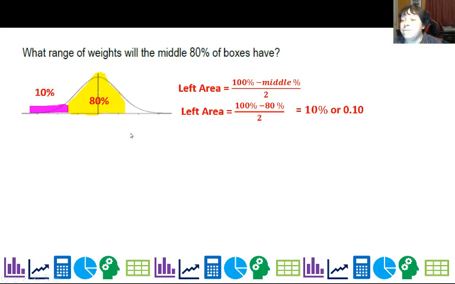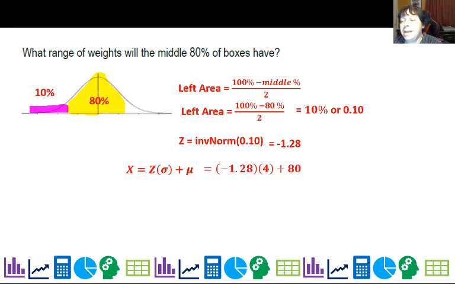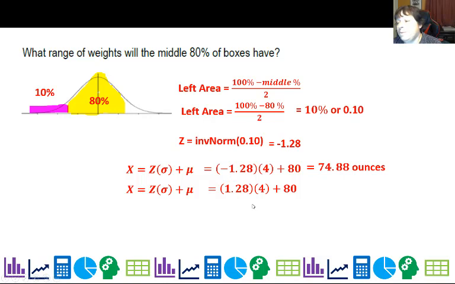And then I can do inverse norm of that left area, which is going to give me negative 1.28. Then I will go ahead and substitute in that negative 1.28 with my standard deviation and my mean, and I get 74.88 ounces. Now, the z-score for this boundary is the same, it's just positive, so I'm going to do the same problem with a positive 1.28 times 4 plus 80, and that gives me 85.12 ounces. So the middle 80% of boxes will weigh between 74.88 ounces and 85.12 ounces.